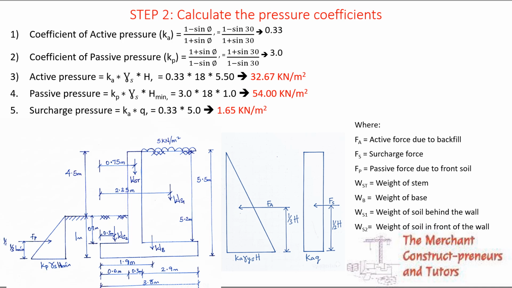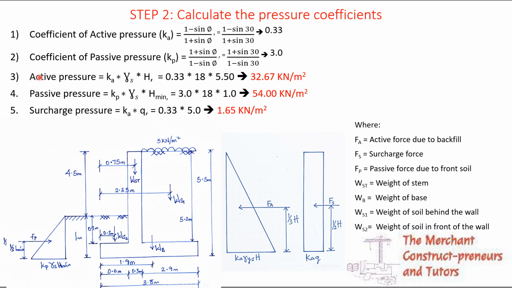Now, the next step is to calculate the pressure coefficients and the pressure. So the first one is coefficient of active pressure. It's given by this formula. We have it as 0.33. Coefficient of passive pressure is given by this formula, Kp. You have it as 3.0. Then active pressure is this. This is the formula, right? Passive pressure, this is the formula.